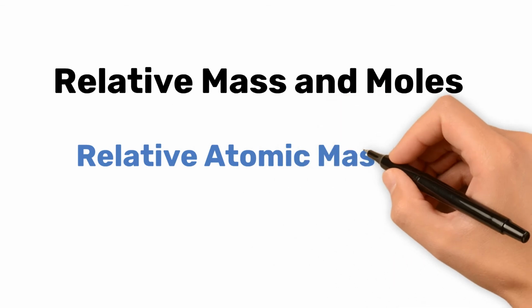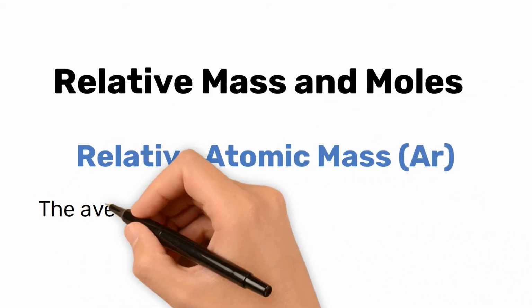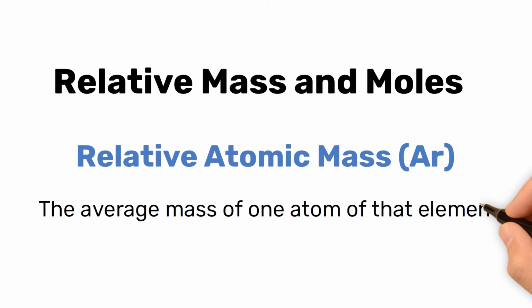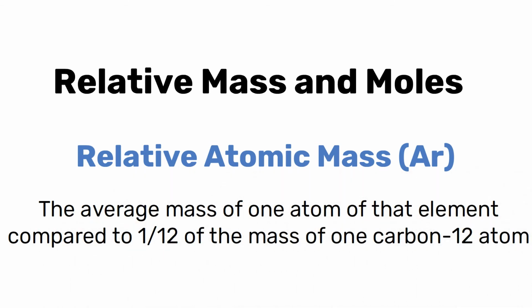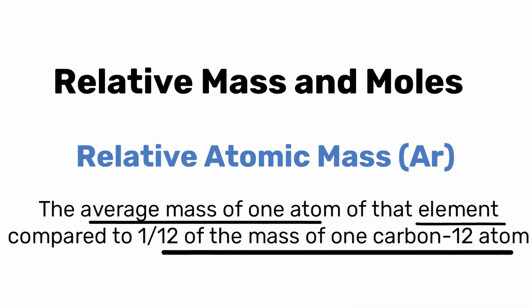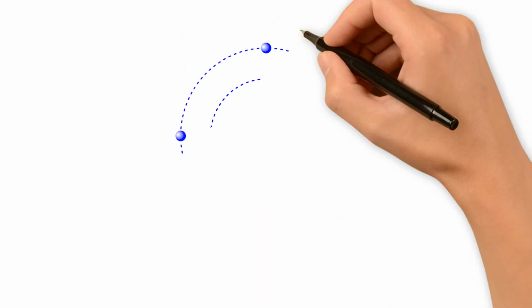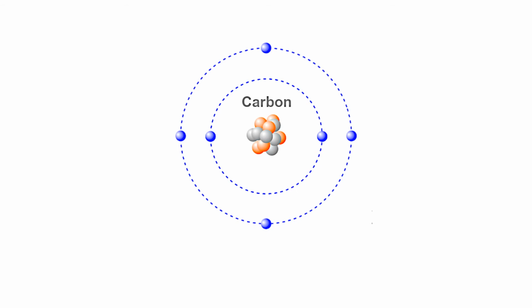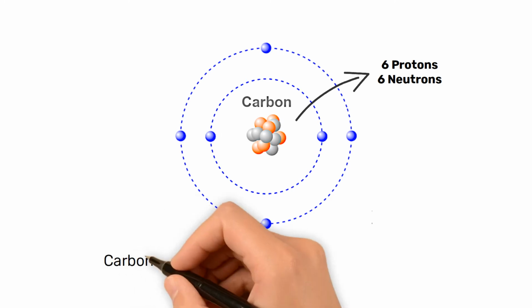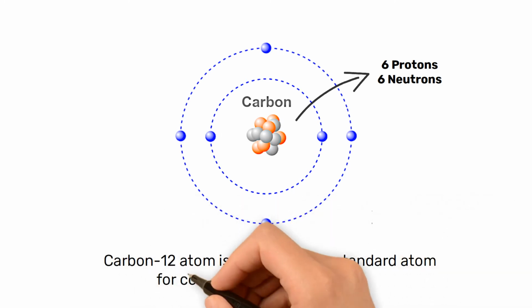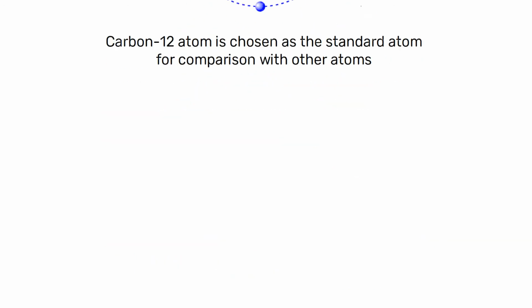So what is relative atomic mass, AR? It is the average mass of one atom of the element compared to 1/12 of the mass of one carbon-12 atom. So what is carbon-12? The carbon-12 atom contains 6 protons and 6 neutrons. It is also chosen as a standard atom for comparison with other atoms.